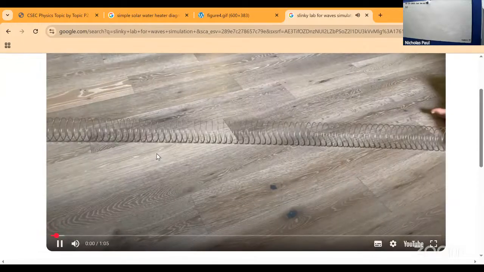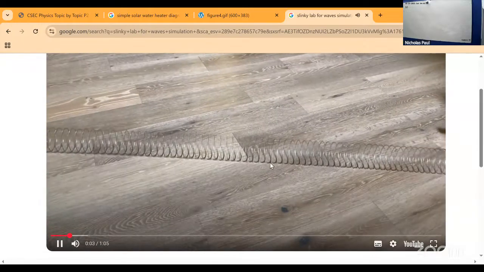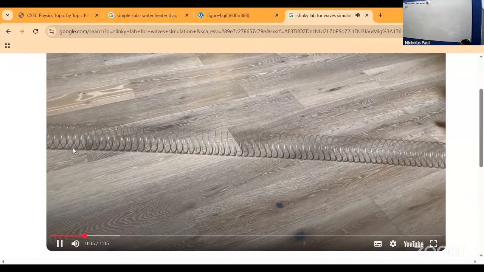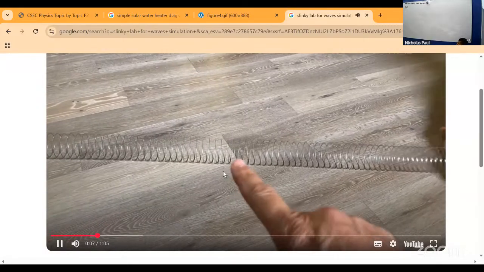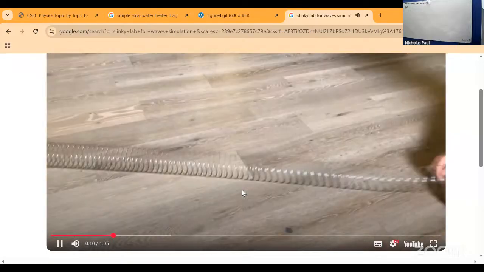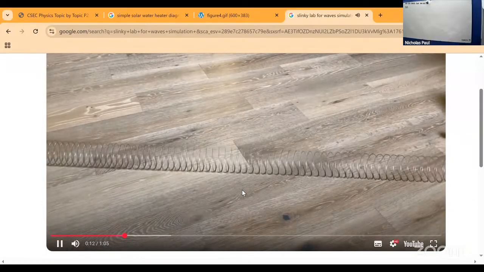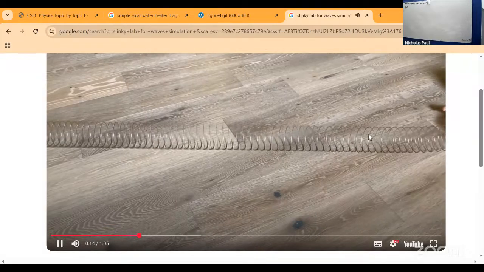All right, watch this here. You're not seeing it, right? But watch this here. So that thing there is a slinky. What's going to happen when they move it back and forth?